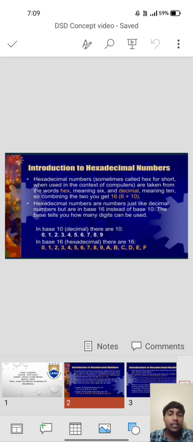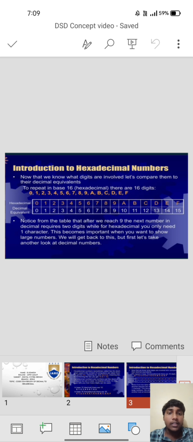In base 16, there are 16, like 0, 1, 2, 3, and up to 9, and the alphabetic letters up to F. Now that we know what digits are involved, let's compare them to their decimal equivalents. To repeat, in base 16, there are 16 digits. Notice from the table that after we reach 9, the next number in decimal requires 2 digits, while for hexadecimal you only need one character. This becomes important when you want to show large numbers.